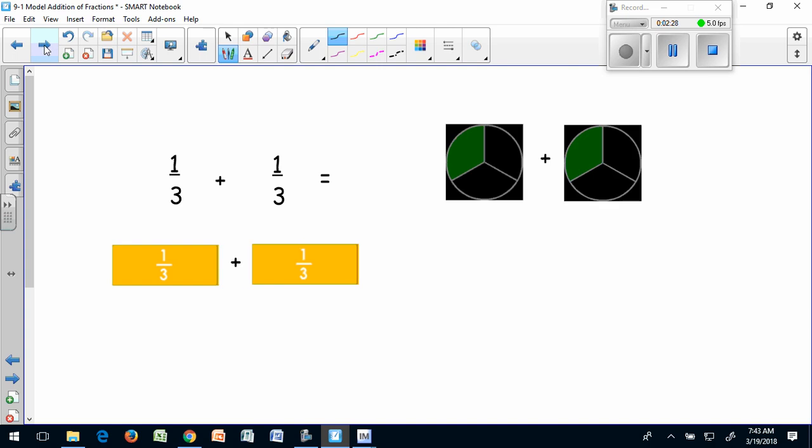Let's take a look at these models. I have a circle with 1/3 shaded in, and I have another circle with 1/3 shaded in. If I combine my shaded areas and add 1/3 plus 1/3, I'm going to get the same answer as 2/3.